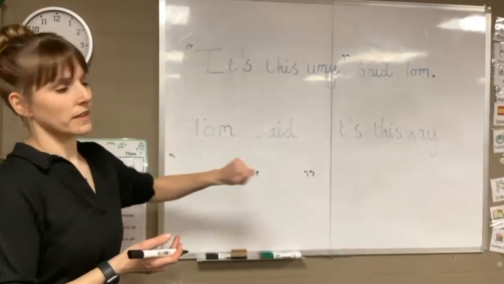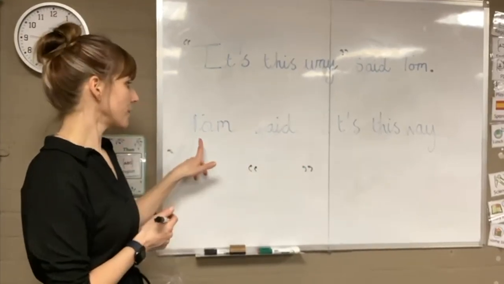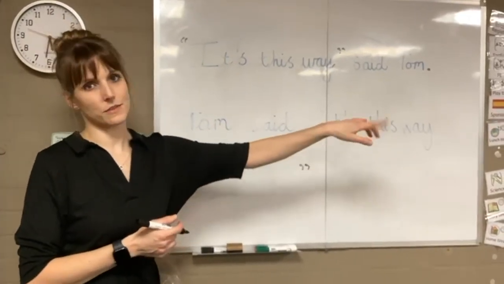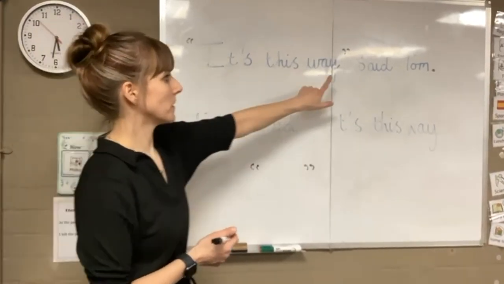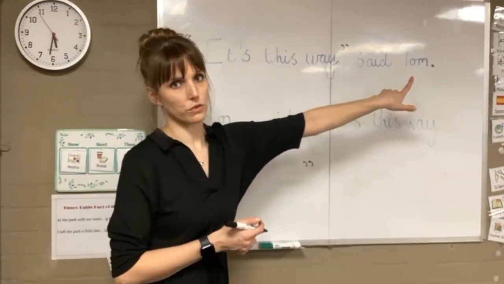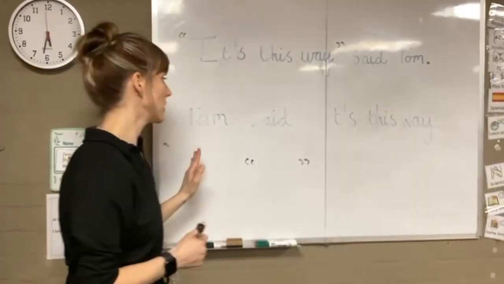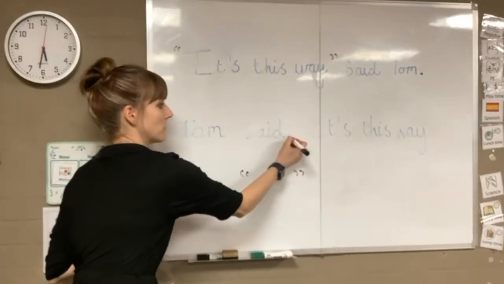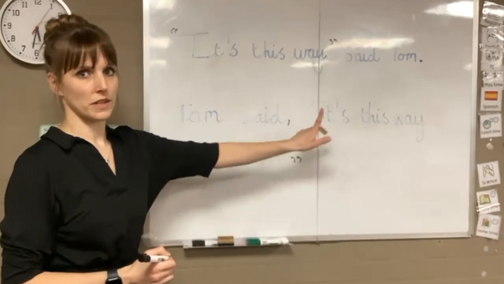Then we're looking at the same sentence, but this time the reporting clause is going to come at the start. So we have Tom said, it's this way. Again, the comma comes at the start, so you can see here, even though the reporting clause is at the start, the comma comes at the start because it's not quite finished. So Tom said, comma, it's this way. We need our inverted commas to show that that's what's being said.